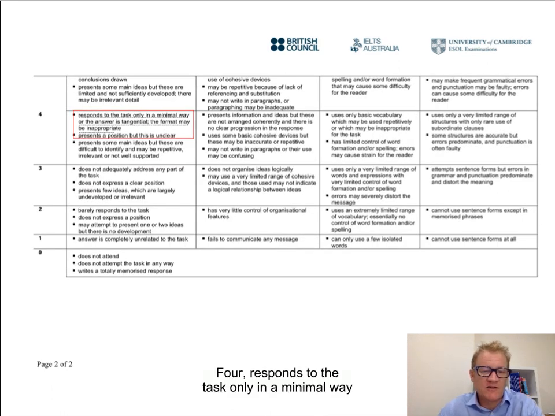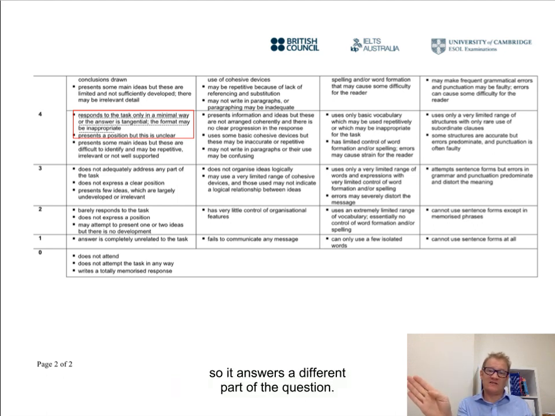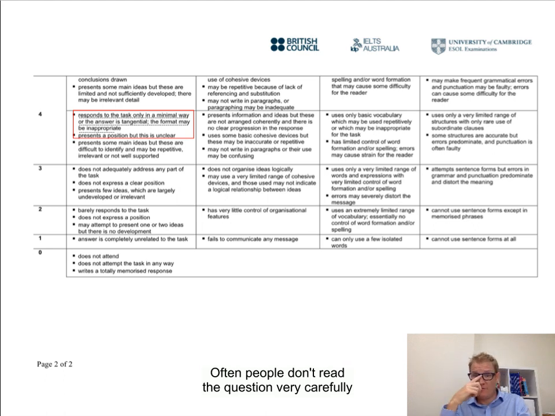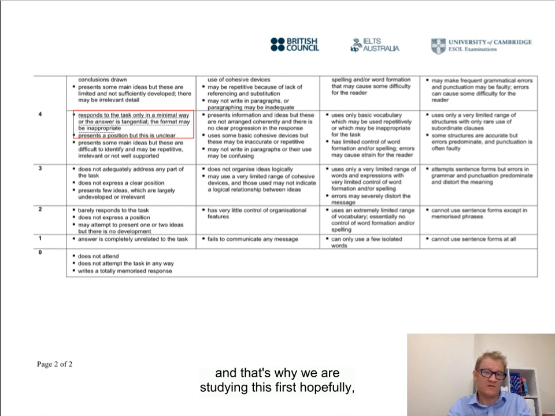Band 4 responds to the task only in a minimal way, or the answer is tangential. Tangential means it goes off on a tangent, on a different angle. So it answers a different part of the question. Surprisingly, this is quite common. Often people don't read the question very carefully and they don't quite understand the question and they don't think about it enough, so they answer the wrong question. So you'll find that task response is one of the hardest parts of this to answer. And that's why we are studying this first, hopefully, because we need to get it right. It's not an option.